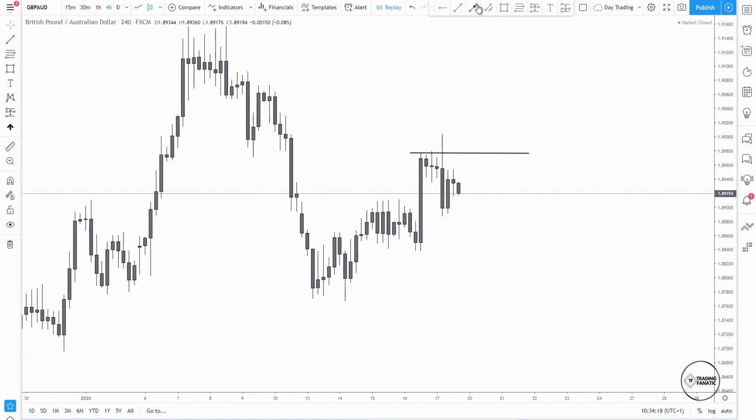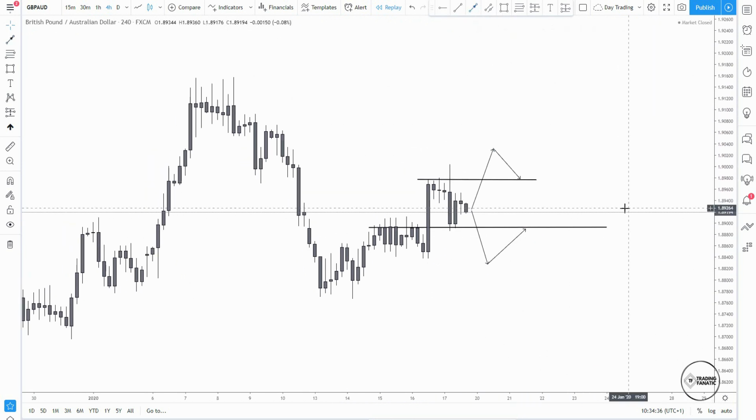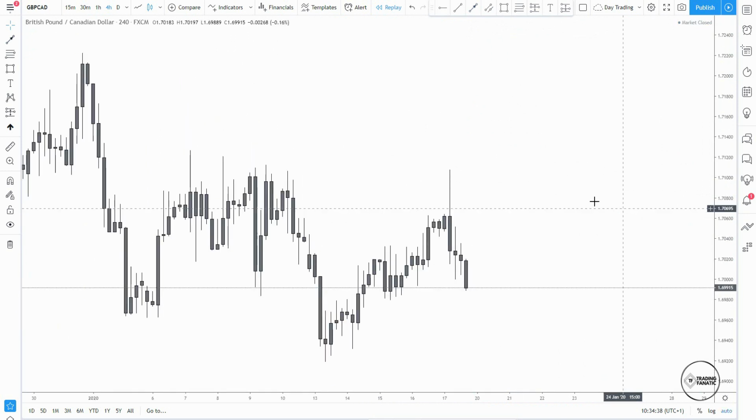This is my last structural point, and potentially this is my strongest area in the market right now. So I want to see how the market plays in between those areas. If I have a strong break below, I will wait for a retest and a sell. And if I have a strong break above, I will wait for a retest and a buy. Very simple, don't overcomplicate it.